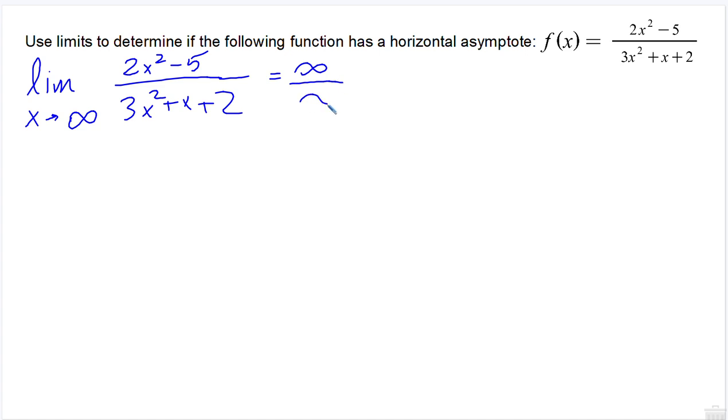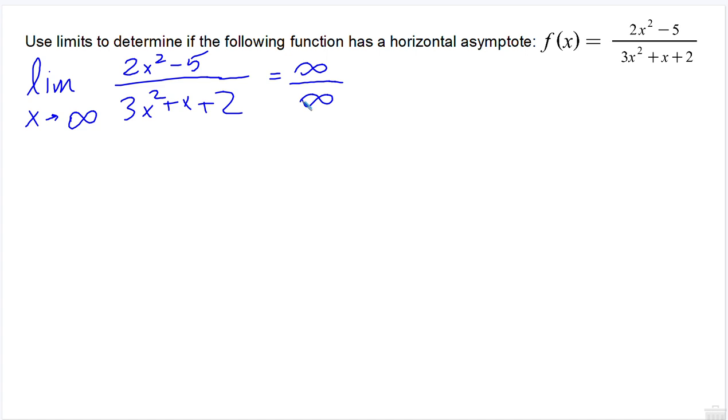This is infinity over infinity, which is one of our indeterminate forms from our long list of indeterminate forms that we looked at about a week ago. So we have to come up with a method to deal with this particular indeterminate form. And so it's going to be a new technique here. What we're going to do is look for the highest degree of either of the polynomials, whether it's in the numerator or the denominator.